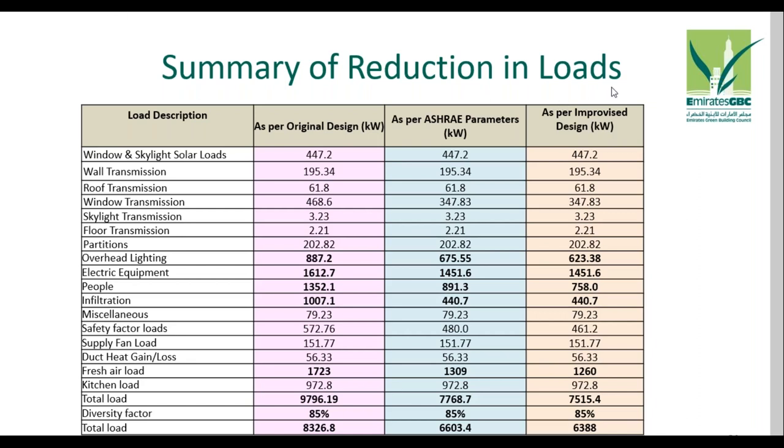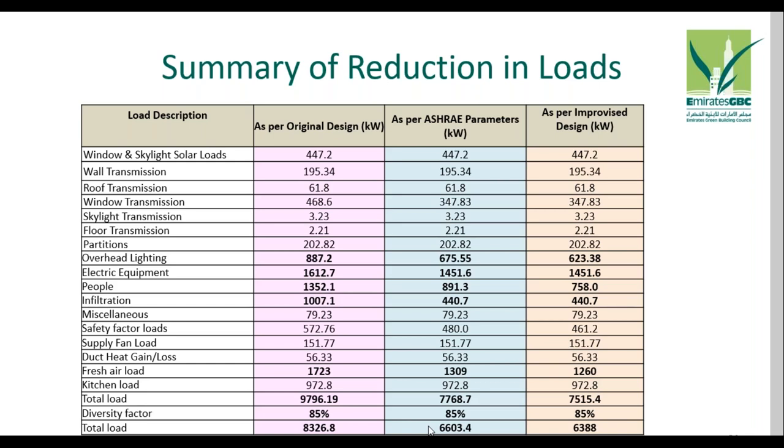Various parameters, when we started mapping against each other for the first slide, the parameters which we did not touch are retained as they are, and the application of ASHRAE parameters and improvised design has been mapped with blue and orange color. Focusing on these parameters, lighting got reduced from 887 to 623. Electric equipment got reduced to 1451 from 1612. People got reduced. Infiltration came to almost half. Pressure load got reduced. Other areas like kitchen load, losses, supply fan, and safety factors, we did not touch. The safety factors can also be improvised.